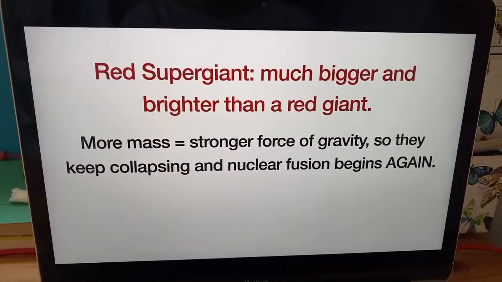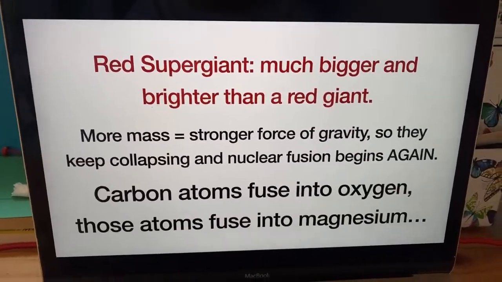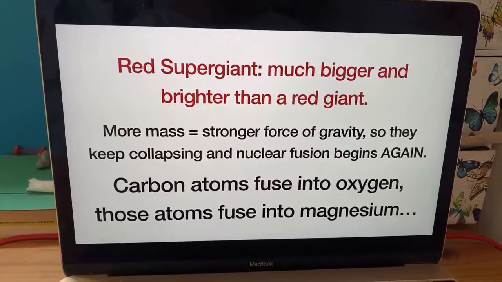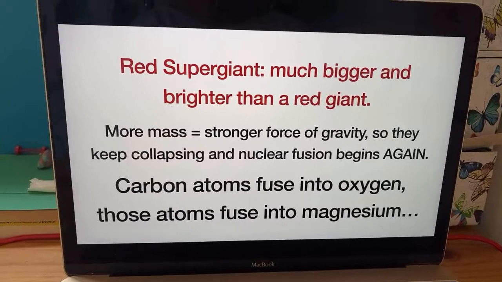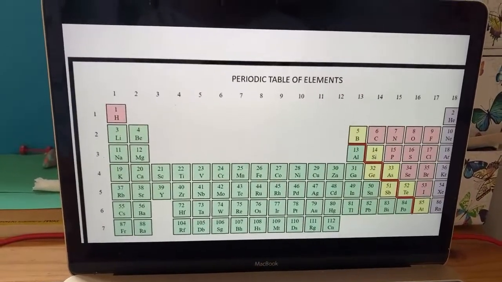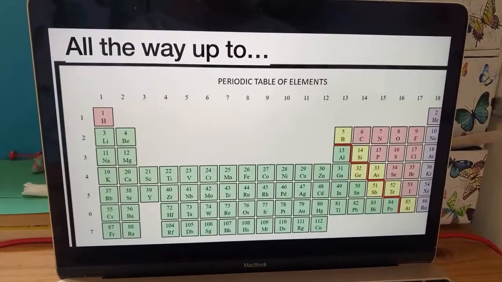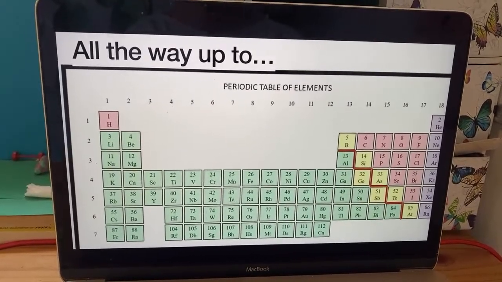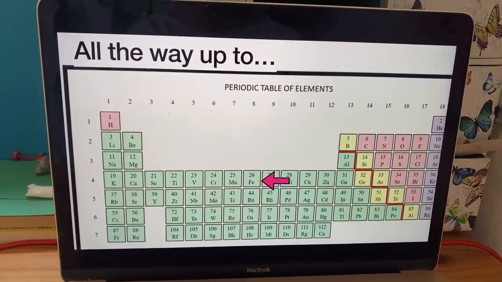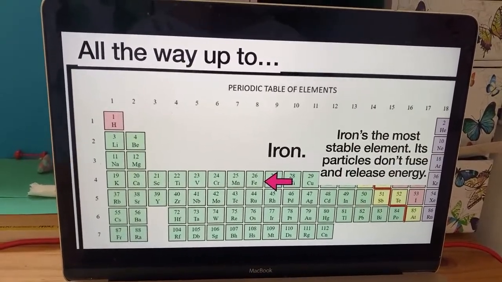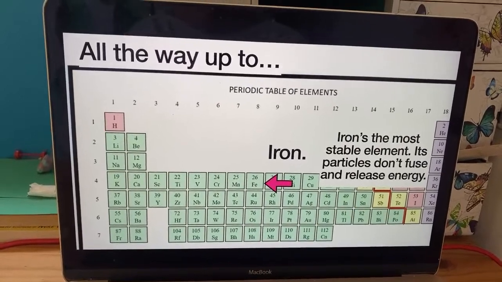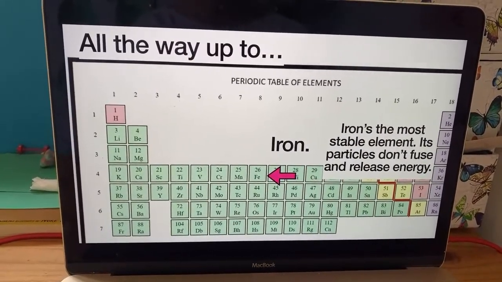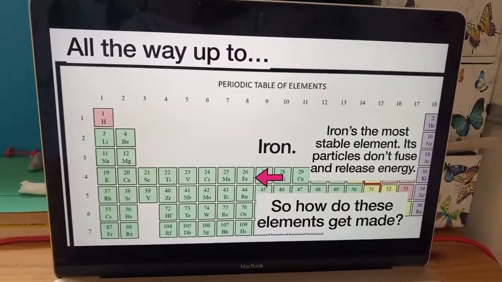So they keep collapsing, and nuclear fusion begins again. So there's more nuclear fusion in red supergiants. Carbon atoms fuse into oxygen, and those get together with other atoms and fuse into magnesium, all the way up to, here's a periodic table, what's the heaviest element that gets fused in nuclear fusion? It's actually iron. Iron is a very stable element. So if you smash two iron particles together, they don't fuse and release energy. So iron's the heaviest element that you get inside these stars.